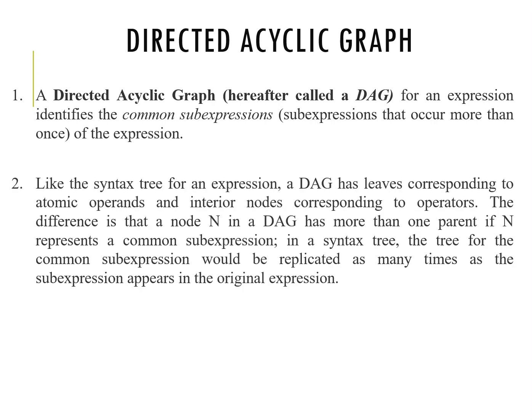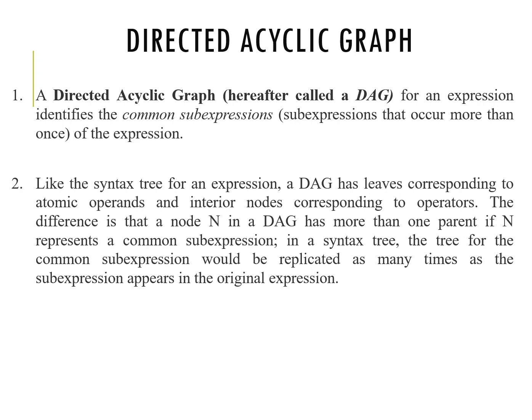Directed acyclic graph is very similar to syntax tree in the case that for syntax tree as well as for directed acyclic graph, the interior nodes represent operators, whereas the leaf nodes represent operands. The common difference between syntax tree and directed acyclic graph is that syntax tree will be creating nodes for all the operands which are there in my expression. But directed acyclic graph will use those nodes again instead of writing those nodes again.